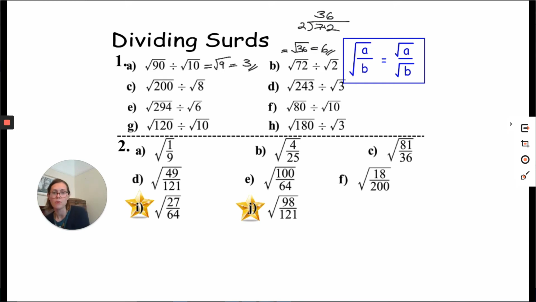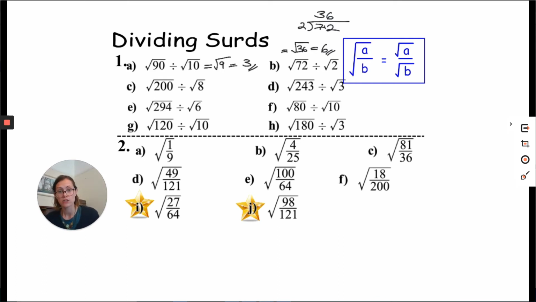Okay, so pause your videos now and finish off these questions. Question number 1 for me. And remember, when you get to your final answer, 1, check that that surd can't be dropped out to a whole number. And 2, if it can't be, check that there isn't a square number that you can use to simplify it. Okay, so pause your videos now.